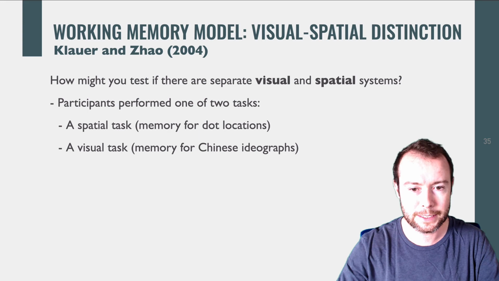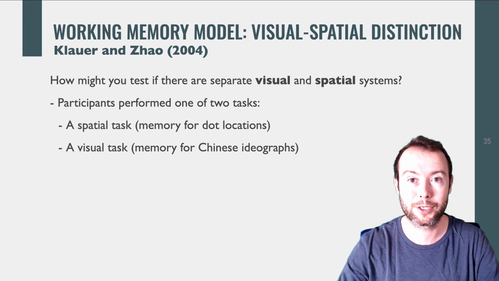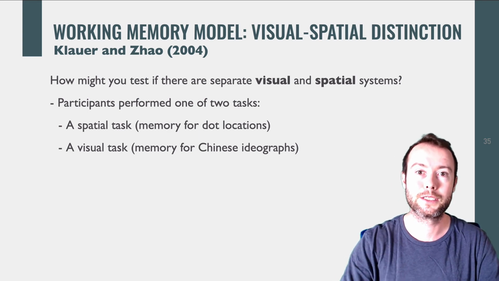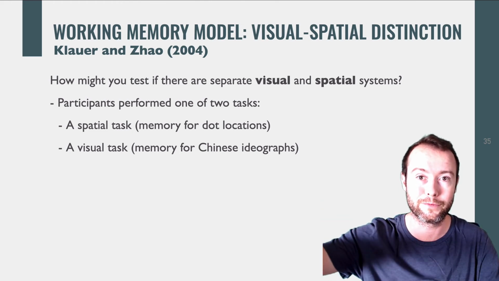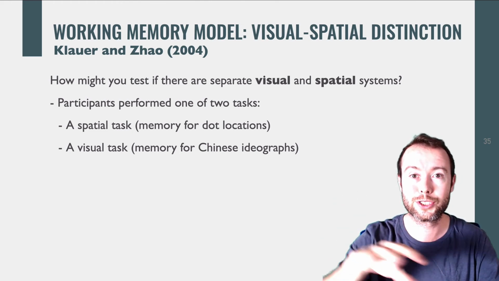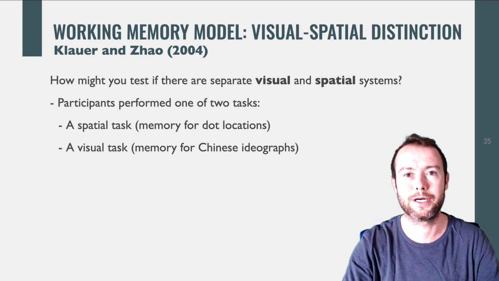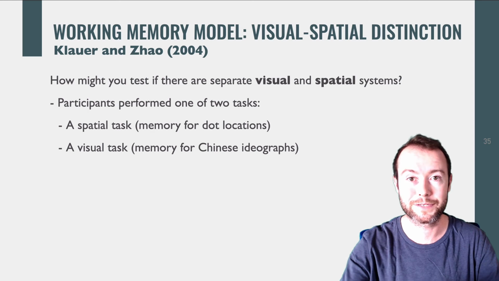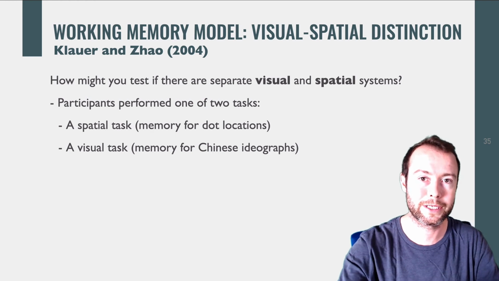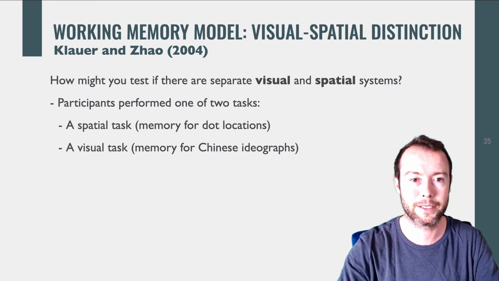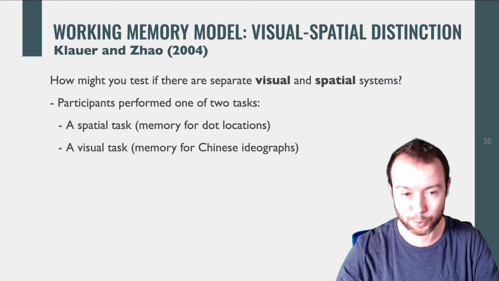There was a spatial task where you had to memorize the location of a dot. A dot could appear in one of 12 different locations, and your job is just to remember the spatial location that it appeared at. And then there was a visual task. You could be presented one of 6 different Chinese ideographs. They're quite difficult to remember if you're not familiar with what a Chinese ideograph is. You're presented one of these, and you've got to memorize it and distinguish whether that's what you see later on.